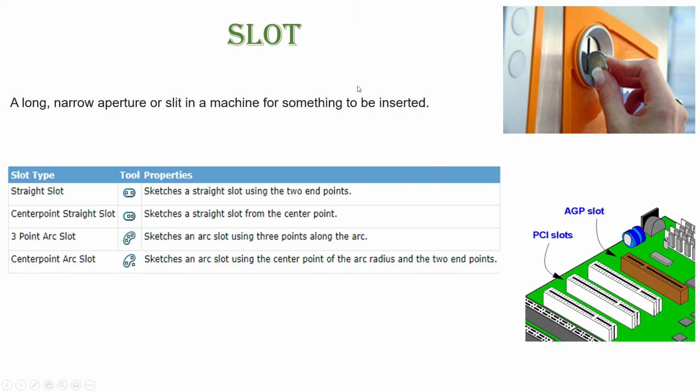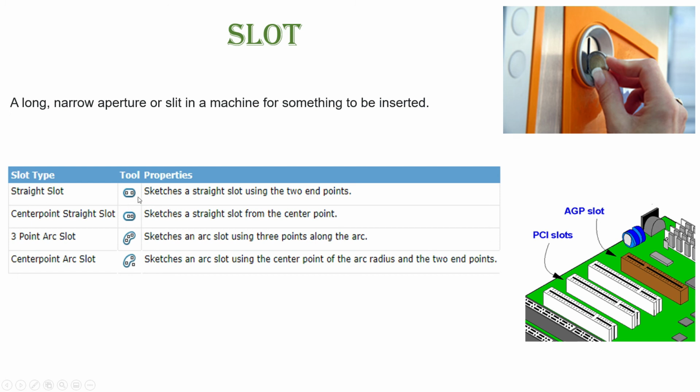Next is slots. What is a slot? A long, narrow aperture or slit in a machine for something to be inserted. So this is the slot for inserting RAM. This is for keys. So it is to create something into which we insert any solid thing, to have a gap, to add something.